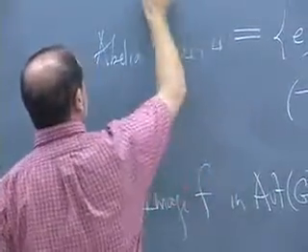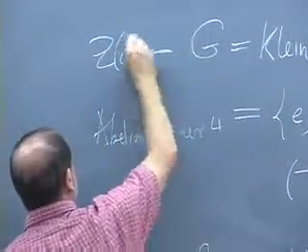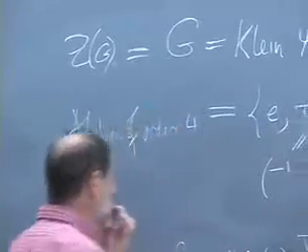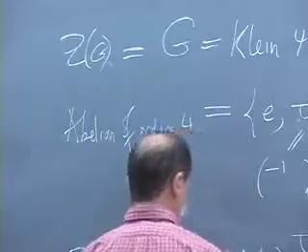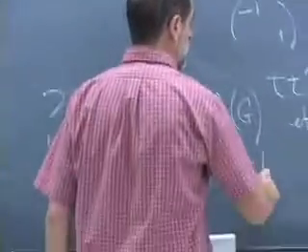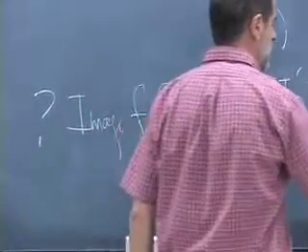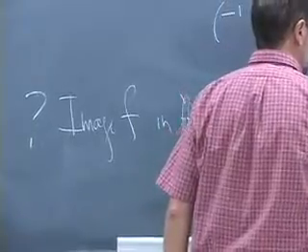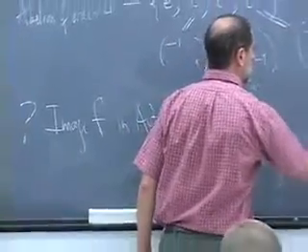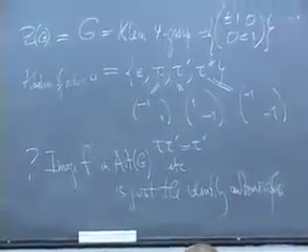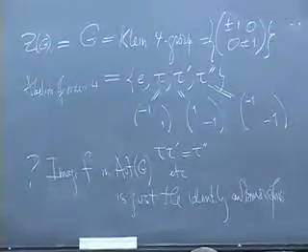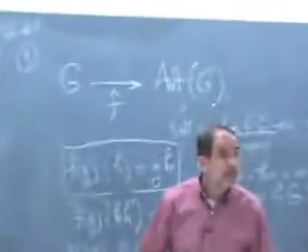In particular, G is equal to its own center. Conjugation by anything is a trivial automorphism. So the image of F in the automorphism group is just the identity element, the identity automorphism. So for this group, we get very little of interest in the automorphism group by conjugation by elements in G.